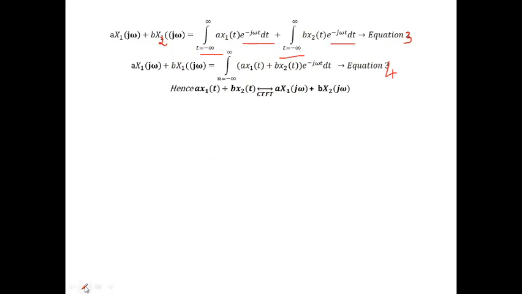What we can infer is, if you compare with that normal equation, the left hand side represents the continuous time Fourier transform of the signal ax1 of t plus bx2 of t. The remaining terms are the same: integration from minus infinity to infinity and e power minus j omega t dt. So we can tell that Ax1 of j omega plus Bx2 of j omega is a continuous time Fourier transform of Ax1 of t plus Bx2 of t. Hence, linearity property is proved.